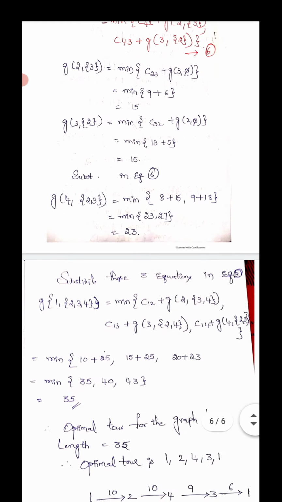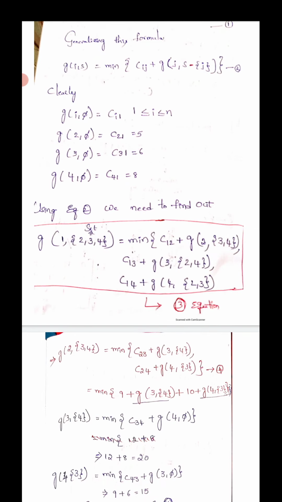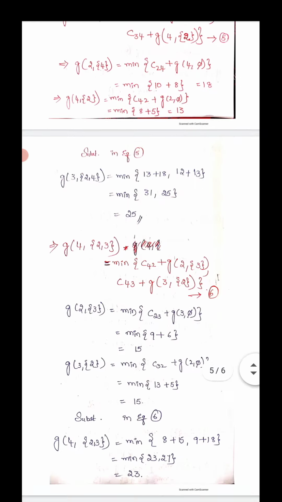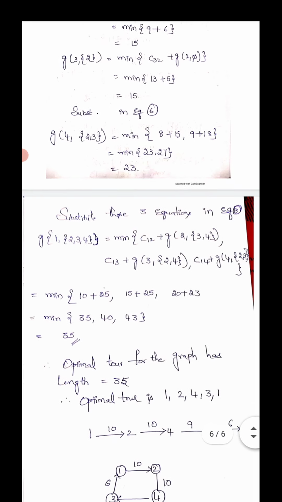In equation number 3, look at this equation number 3. I have given it a box mark. In those three equations we need to substitute into equation number 3. G of 1 comma 2 comma 3 comma 4, listen carefully, will be assigned to minimum of c suffix 1 2 plus g of 2 comma 3 comma 4, c suffix 1 comma 3 plus g of 3 comma 2 comma 4, c suffix 1 comma 4 plus g of 4 comma 2 comma 3.